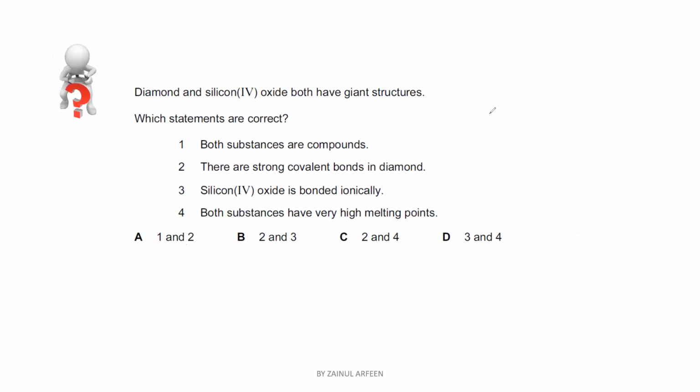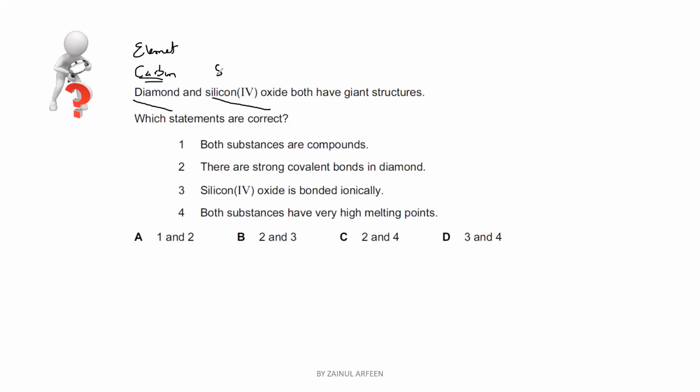A, B, C or D? Look, when you check, diamond consists of carbon only. All the carbon atoms are there. Only one type of element. So one type of atom, so it is an element only. Diamond is not a compound.